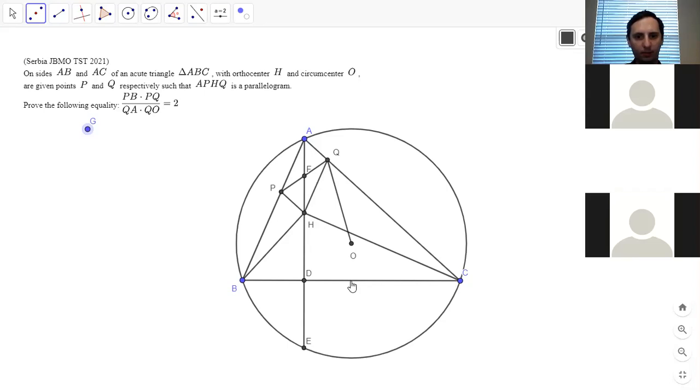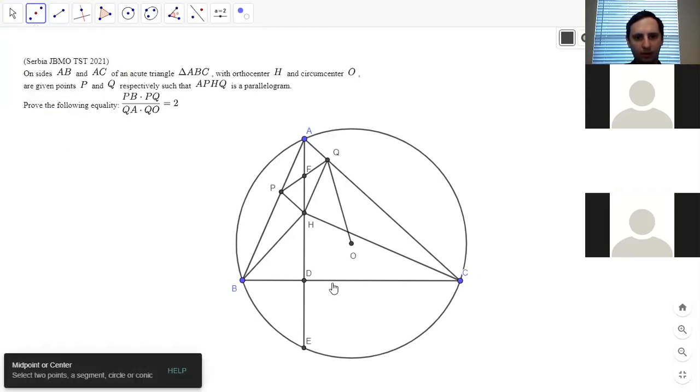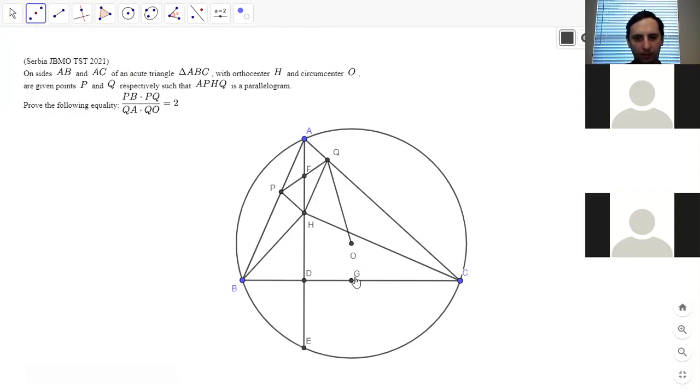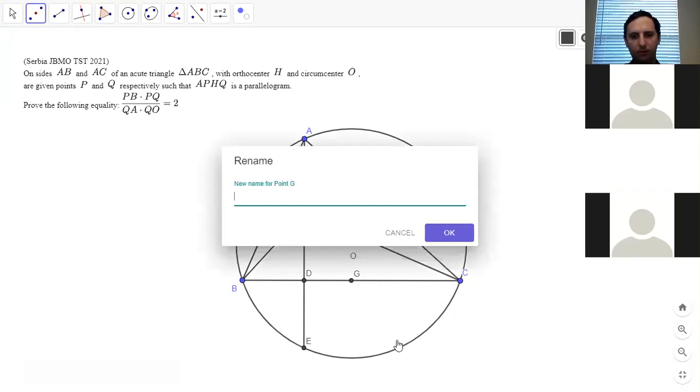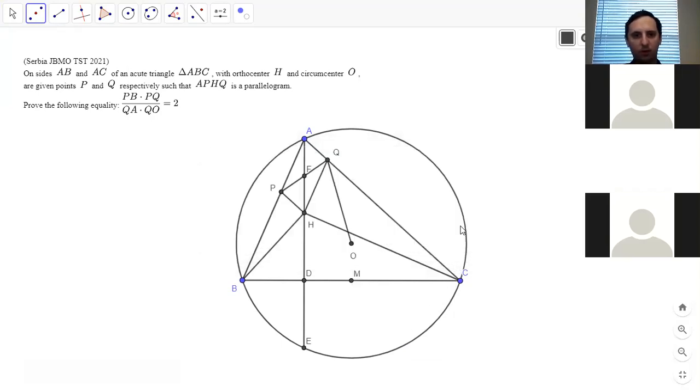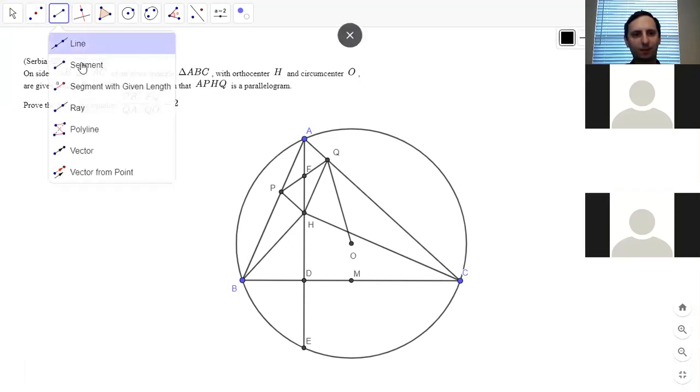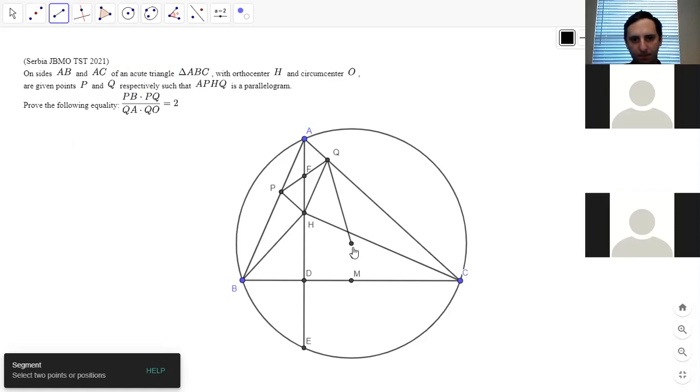One second, I'll call it M. So if M is the midpoint of BC, then OM is equal to FH, right? Yes. Yeah, so FH over OC.